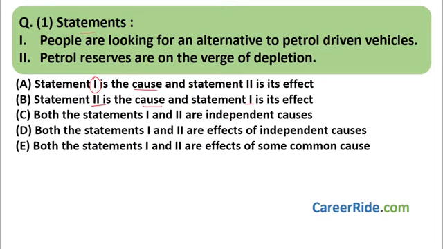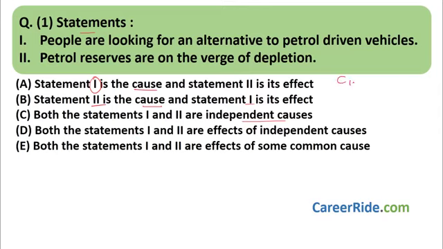Third one, both statements are independent causes. That means none of them is an effect. Both of them are causes and both of them are independent causes. They are not related to each other. Fourth option is both the statements 1 and 2 are effects of independent causes.